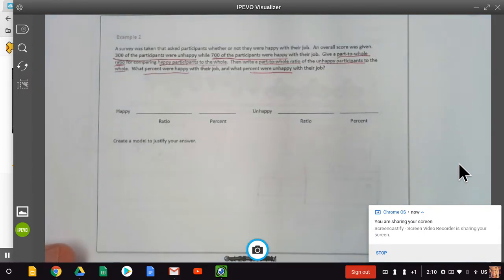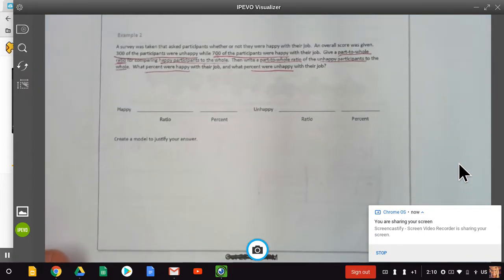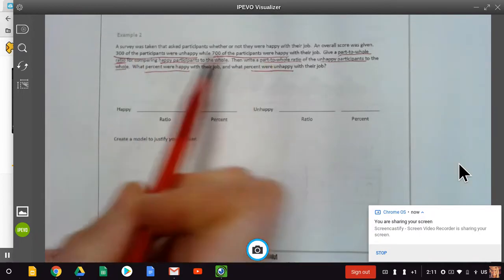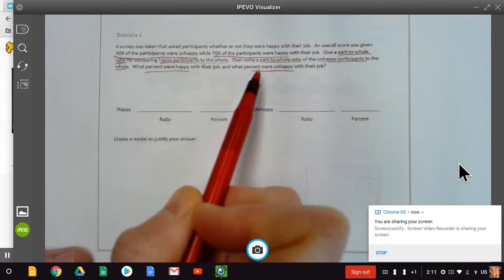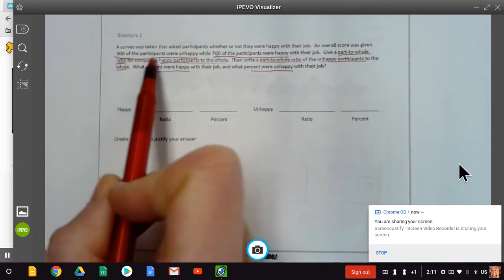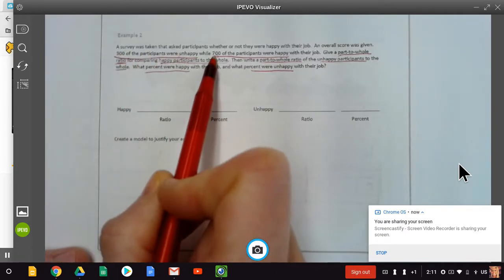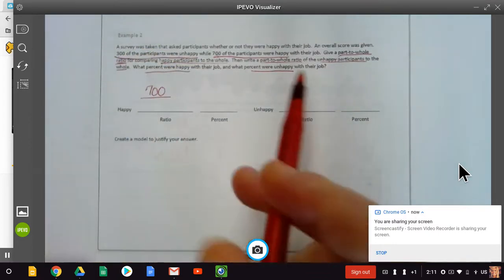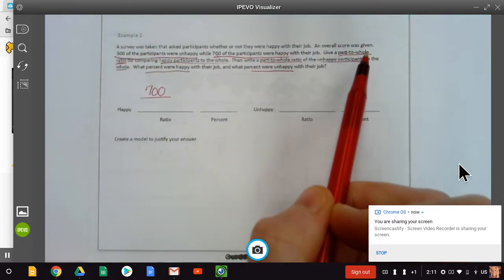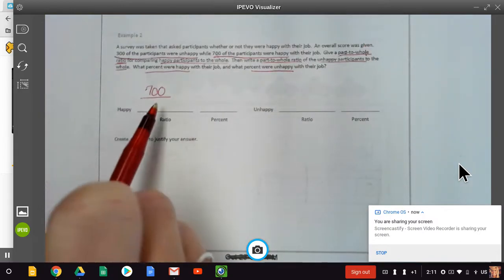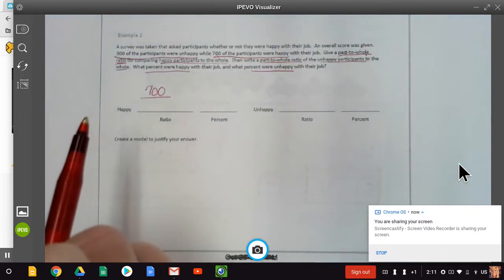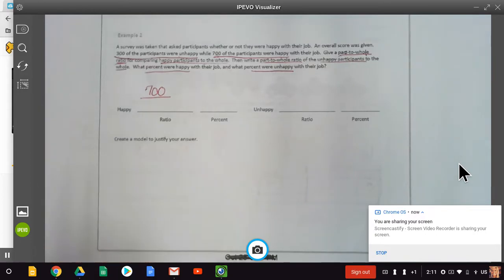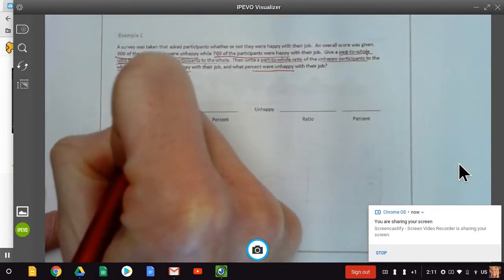So we have lots to do here. I'm going to go back to the beginning. It tells me that I need to make a part-to-whole ratio for comparing happy participants to the whole. If I look back, this is 300 that were unhappy. This is 700 that were happy. So we're going to do 700 over. Now, it says part to whole. Well, how many total people were surveyed if there's 300 that were unhappy and 700 that were happy? You should have said 1,000.